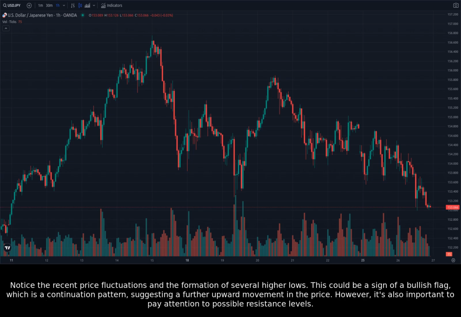Notice the recent price fluctuations and the formation of several higher lows. This could be a sign of a bullish flag, which is a continuation pattern, suggesting a further upward movement in the price. However, it's also important to pay attention to possible resistance levels.